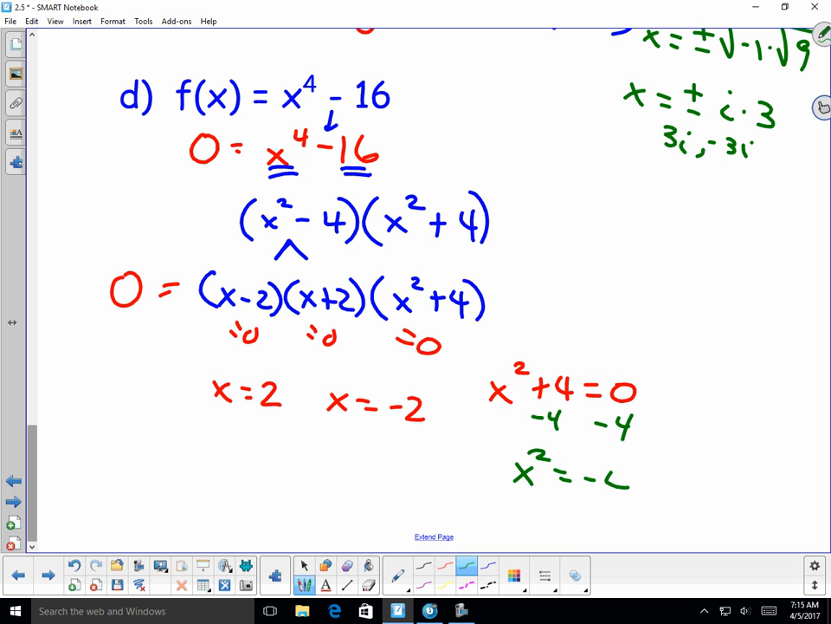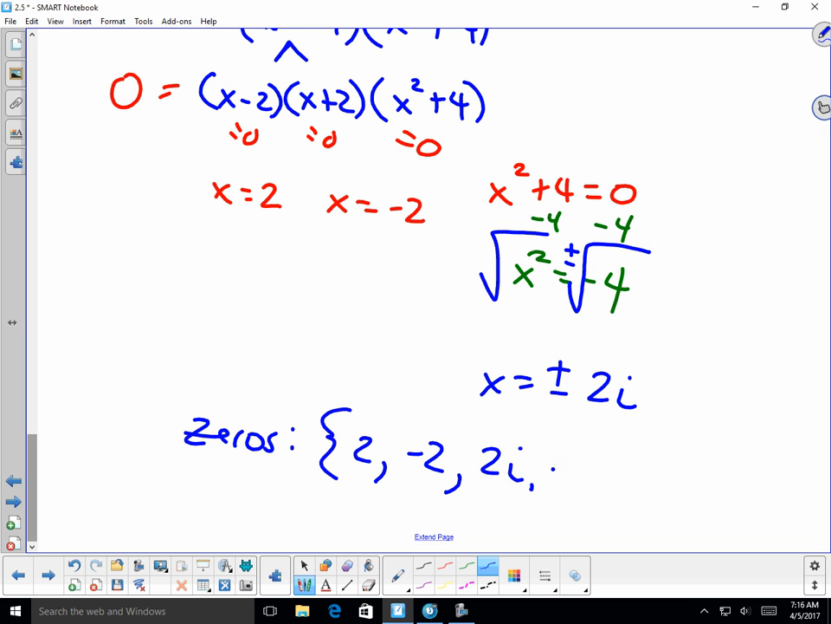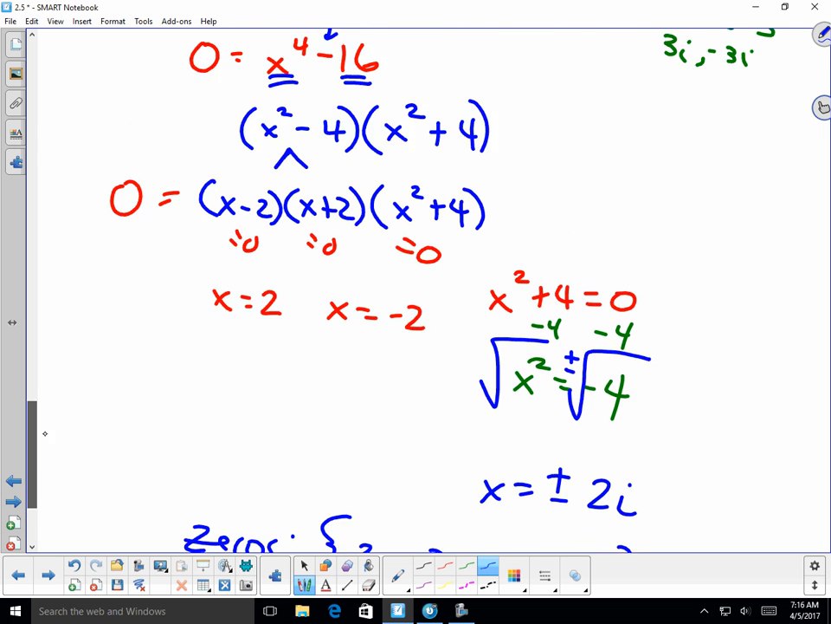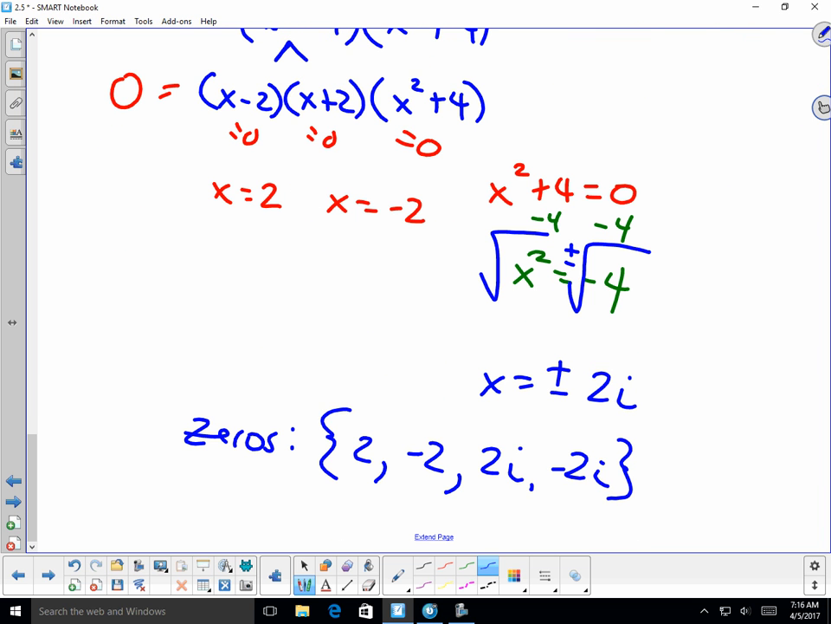I get x squared equaling negative 4, and then I take the square root. Don't forget you need a plus or minus every time you take an even root of both sides of an equation. And so I get x equaling plus or minus 2i. So my zeros for this polynomial function would be 2, negative 2, 2i, and negative 2i. So this degree 4 polynomial function did have 4 zeros. 2 were real, and 2 were imaginary.